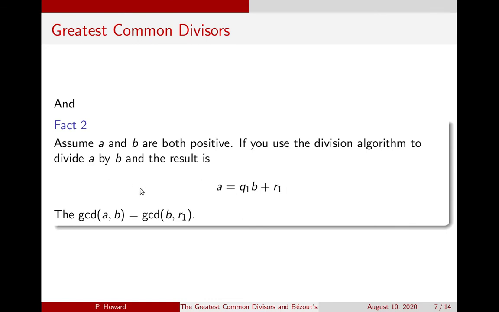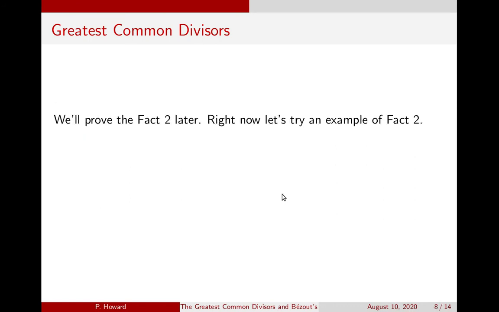Okay, under these circumstances, if A is written as Q1 times B plus R1, then the greatest common divisor of the two original numbers, A and B, is the same as the greatest common divisor of B and the remainder. We'll look at a proof of that fact later.